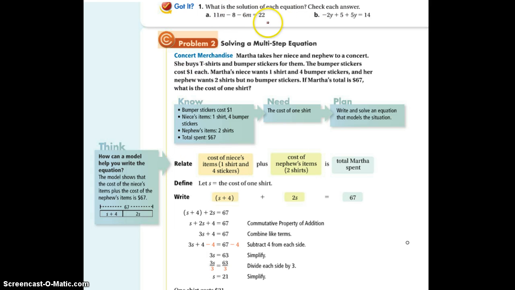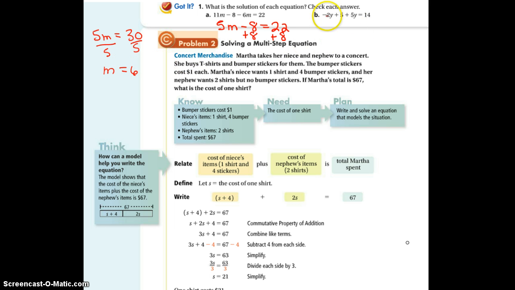So if I was going to go through these up here, the first thing I would do is combine my like terms, 11m and negative 6m. I would commute them around so I can combine them. When I combine them together, I get 5m minus 8 equal to 22. And then if I'm trying to isolate this m, I would add 8 to both sides. When I add 8 to both sides, I now have 5m equal to 30. So I would divide both sides by 5, and I get m equal to 6.